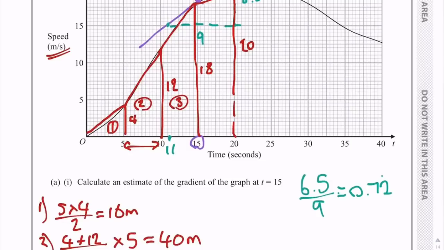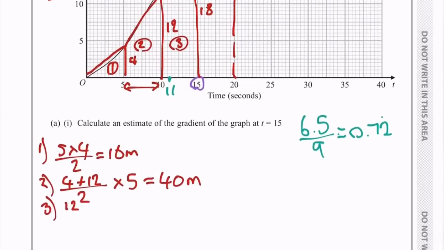Same process again, it's a trapezium, so 12 plus 18. Let's scroll this down a little bit. 12 plus 18 is 30, divided by 2 is 15, and again times it by 5 is 75 meters. There you go, 15 times 5.